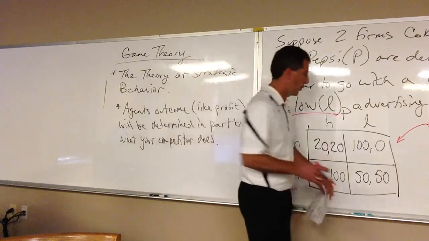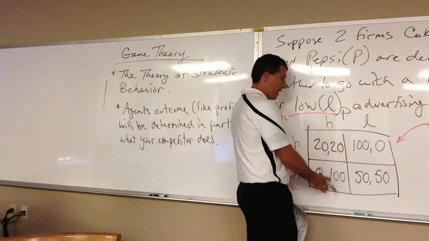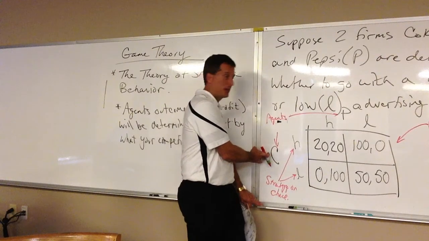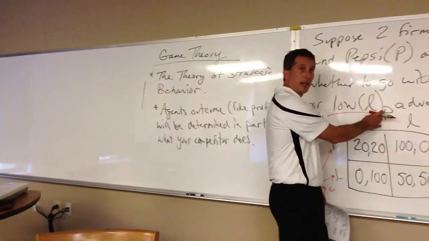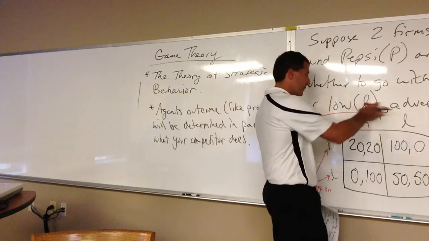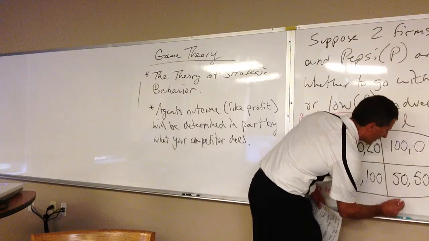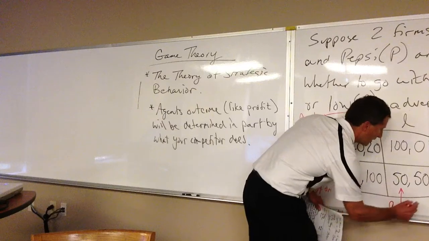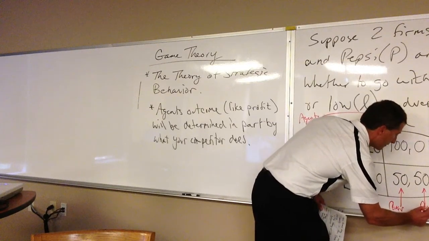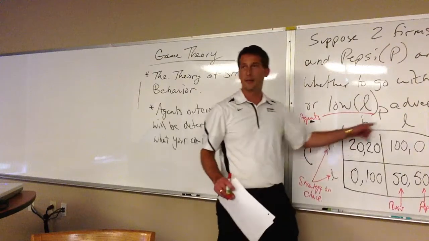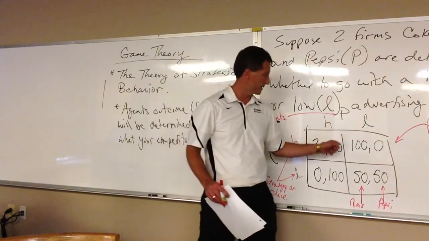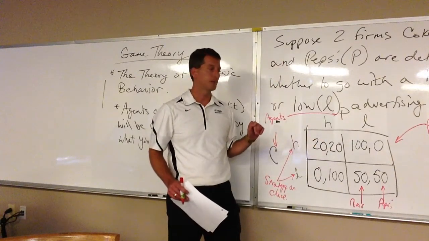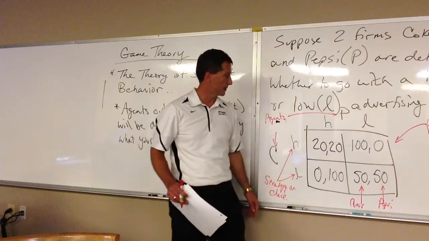And then lastly, within each cell of the payoff matrix, the first entry is always the agent that's listed over to the left. The second entry is the payoff to the agent up top. So this is Coke's payoff, and this is Pepsi's payoff. And that's true whatever cell you're in. The first payoff listed is the agent to the left. The second payoff is the agent listed up top.